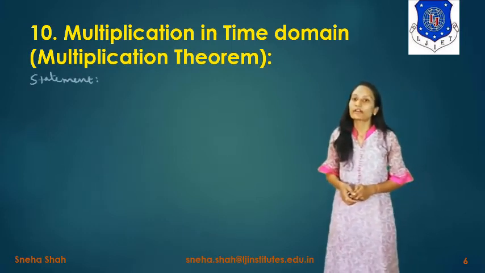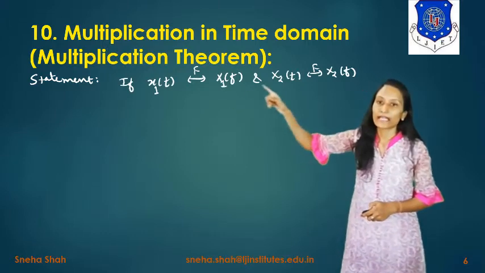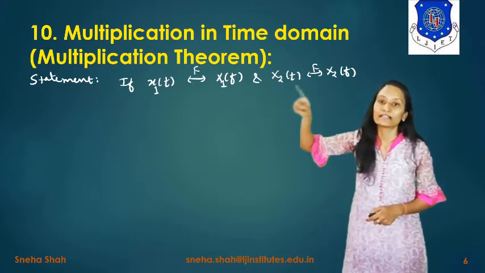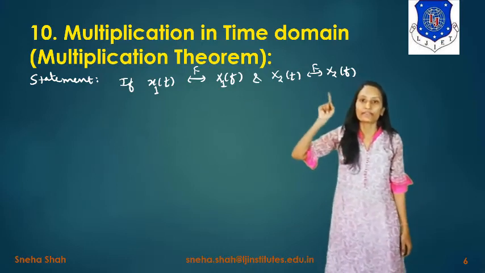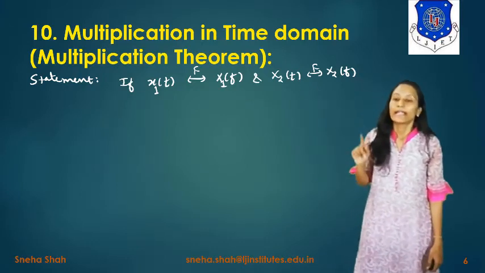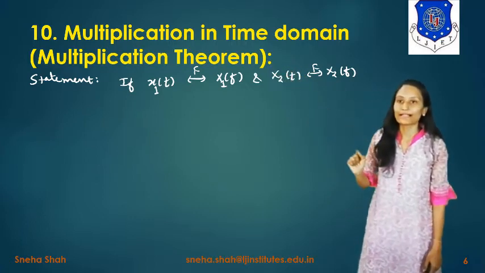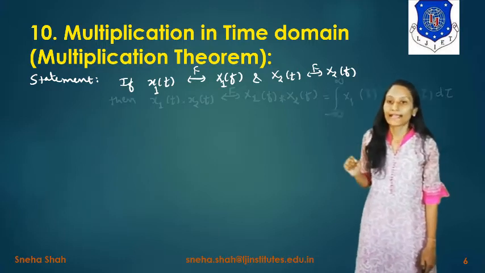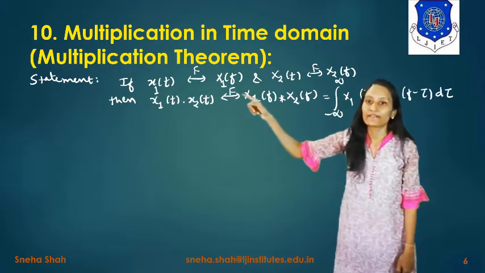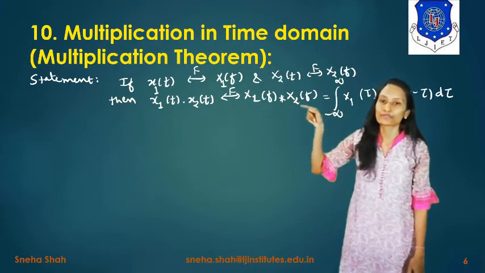So the statement will be considered like this: if we take x1 of t and x2 of t and find the Fourier transform of these two, they will be represented as X1 of f and X2 of f. Now we have to take multiplication in the time domain. So if we multiply these two signals x1 of t and x2 of t, then corresponding to that in the frequency domain, it will be represented as X1 of f convolved with X2 of f.